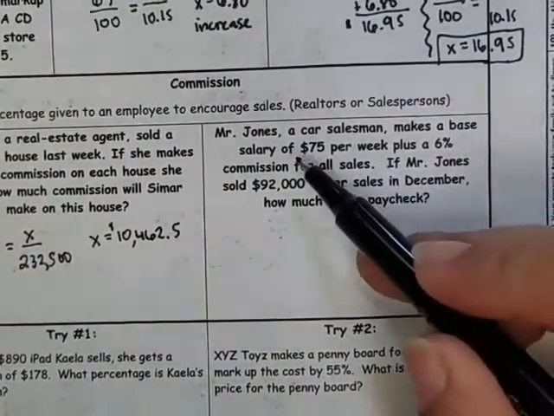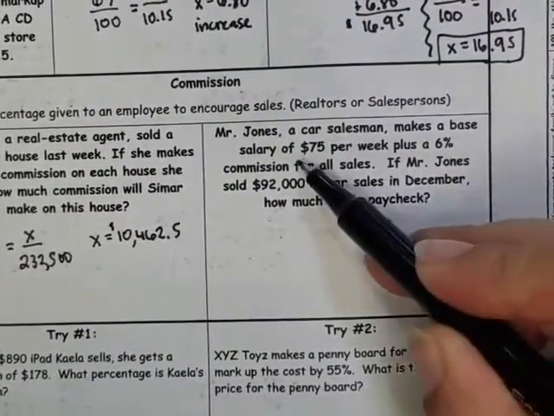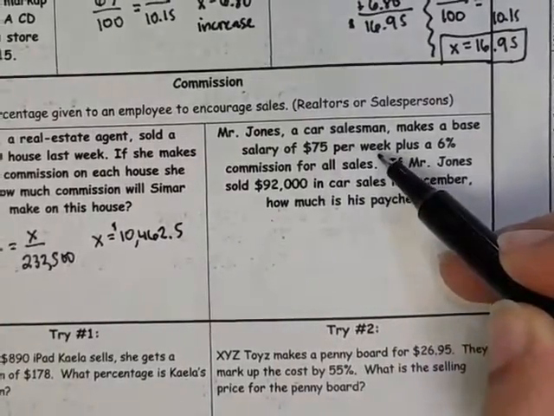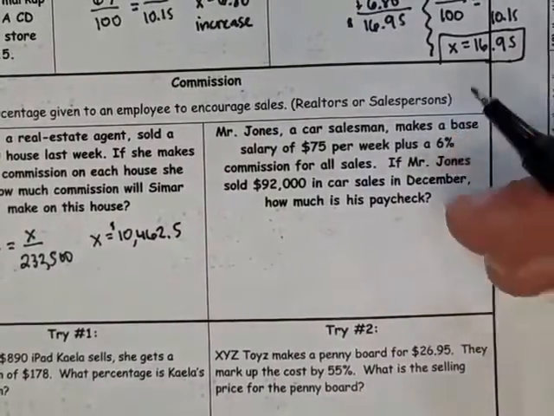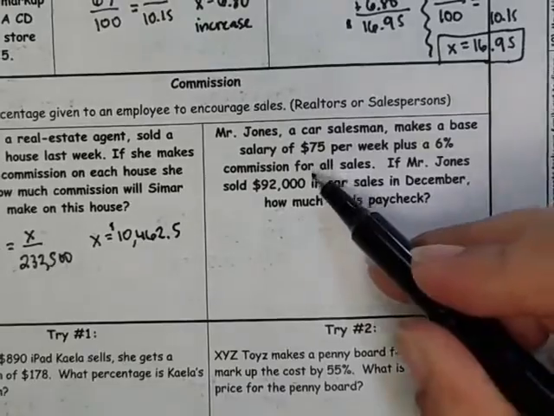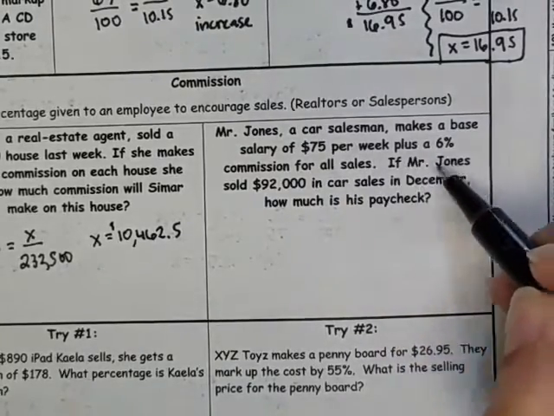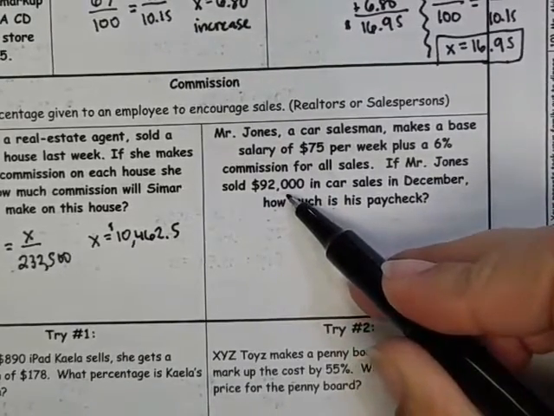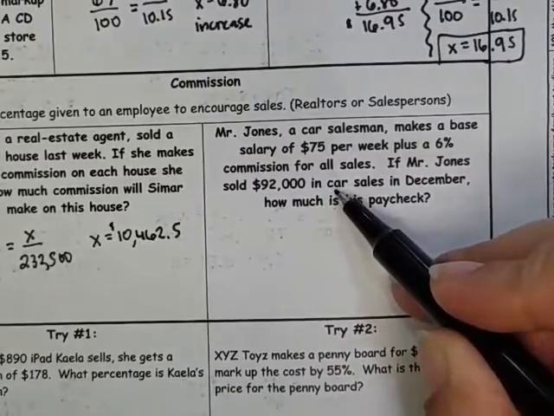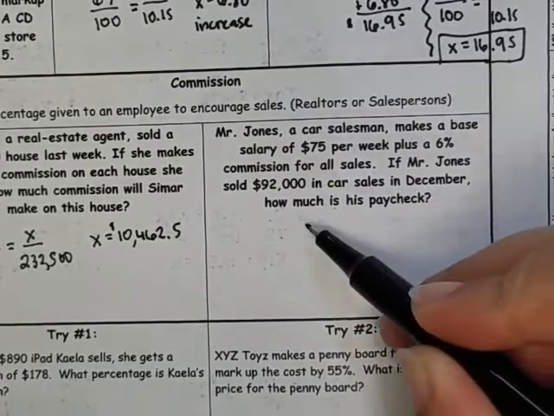Next, Mr. Jones, a car salesman, makes a base salary of $75 a week. So he gets $75 no matter what, plus 6% commission for all sales. If Mr. Jones sold $92,000 in car sales in December, how much was his paycheck?